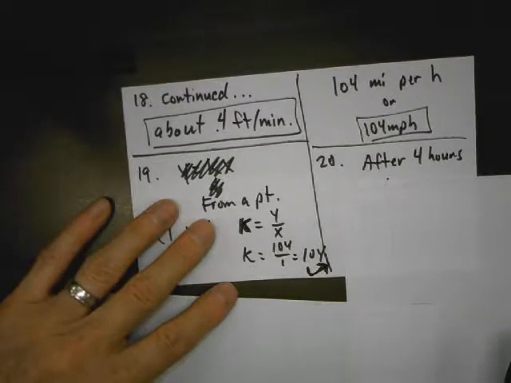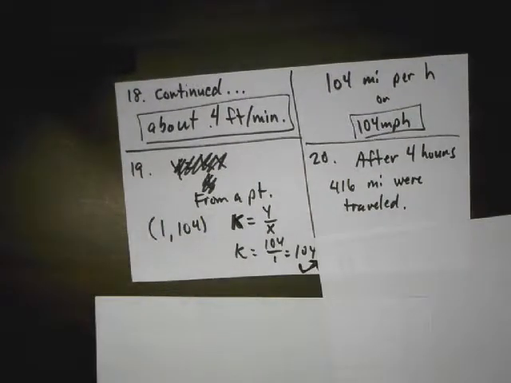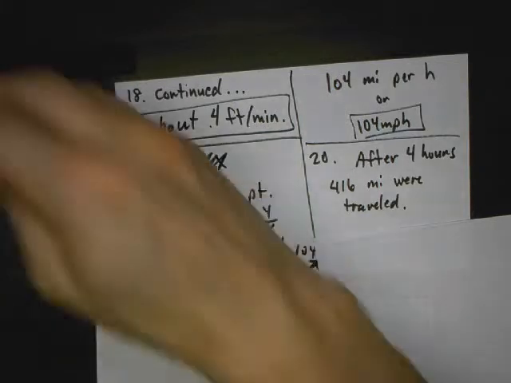So the last one says, what do the coordinates 4, 416 mean? Well, it's 4 hours, right? Side to side is the x, and the x-axis is hours, and the y-axis is miles. So it means after 4 hours, 416 miles were traveled. Or you could say it this way, 416 miles were traveled in 4 hours. Those are both the same thing.